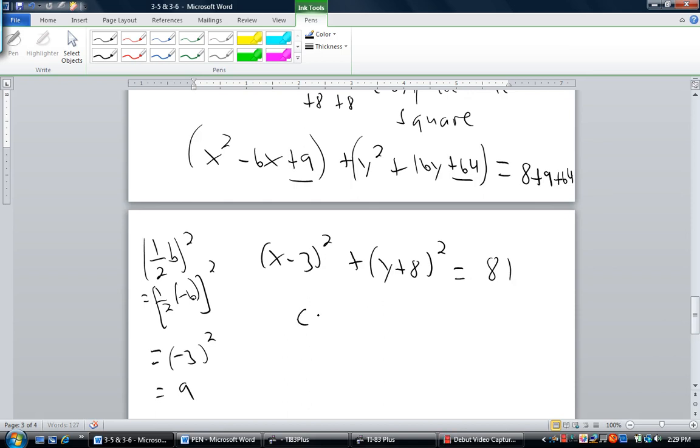What that means is our center is going to be, remember, change the sign. We have a 3 with the x, actually a negative 3, but we're going to change that sign. We have a plus 8 with the y, we're going to change that to negative 8. And then our radius is whatever we square to get 81, or the square root of 81, which is 9. And we are done.